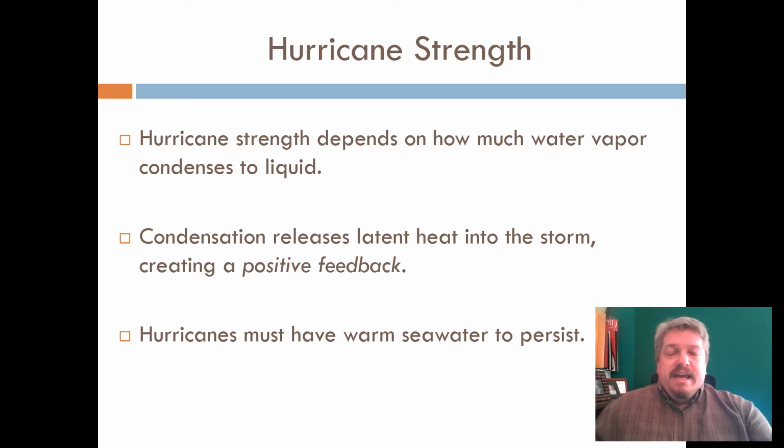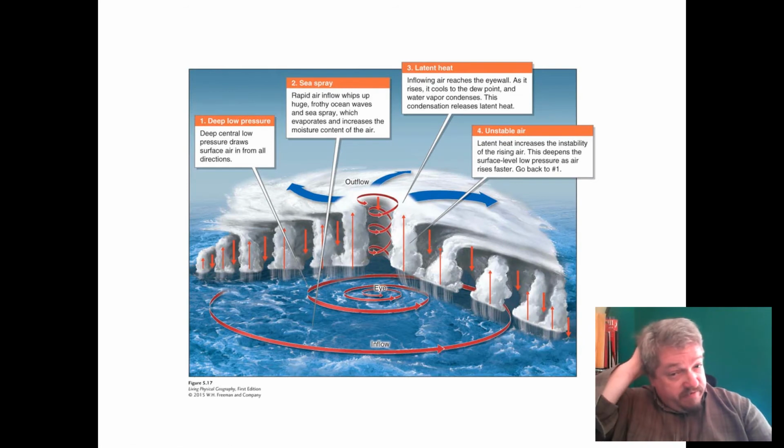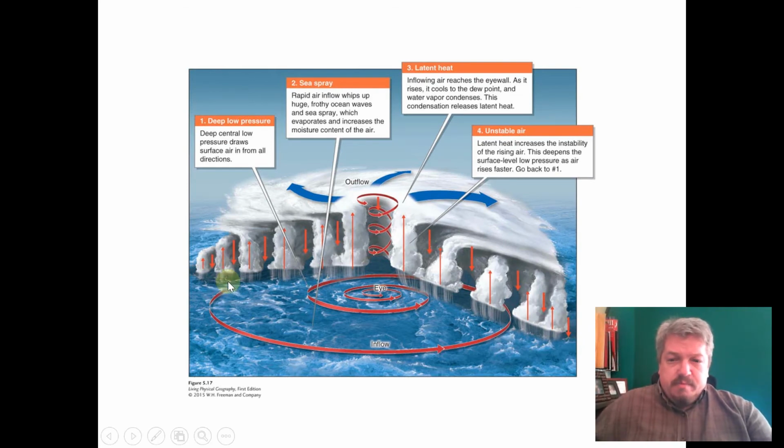So basically, it has to have seawater that is warm, and we're talking the surface of the ocean is about 85 degrees. So that's pretty much just the tropics. Here's a cross section, right? And these are probably almost 1,000 miles across.